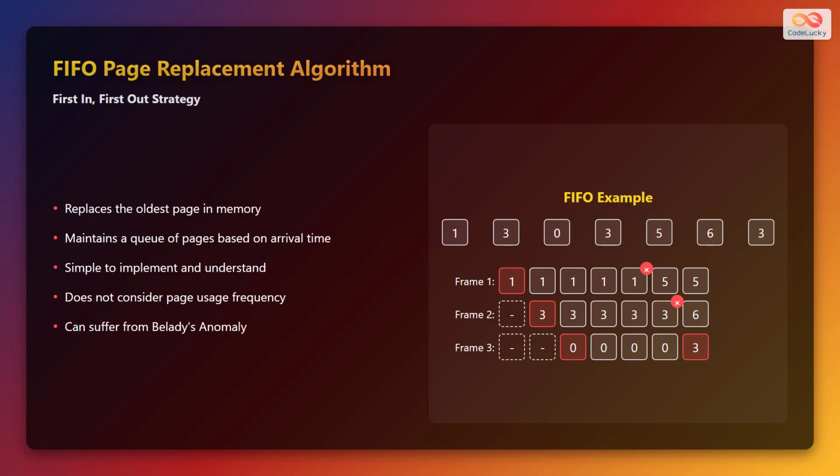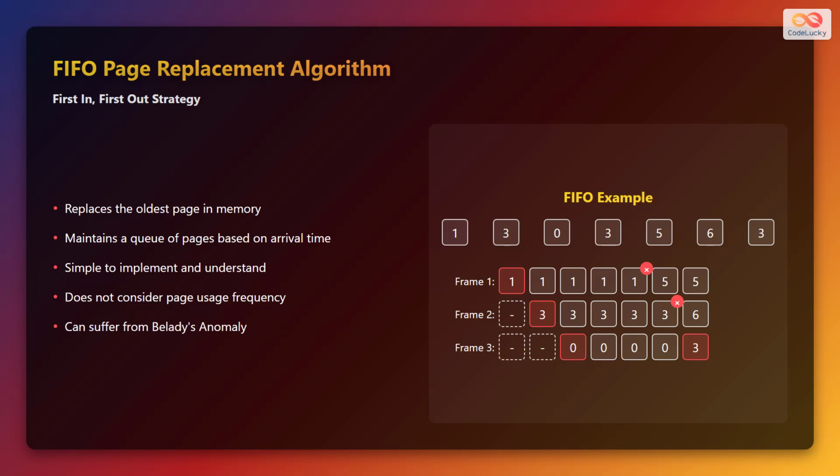Let's look at an example. Here is a reference string consisting of pages 1, 3, 0, 3, 5, 6, and 3. And we have 3 frames. Initially, frame 1 gets page 1 and there is a page fault. Then frame 2 gets page 3 and there is a page fault. Next, frame 3 gets page 0 and there is a page fault. The next reference is page 3, which is already there in frame 2. So there is no page fault.